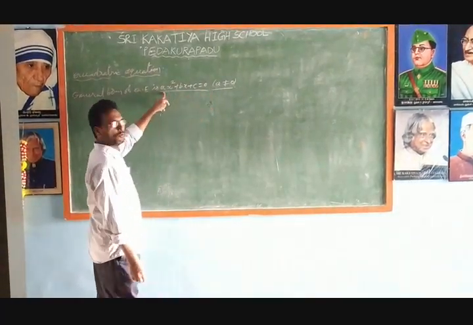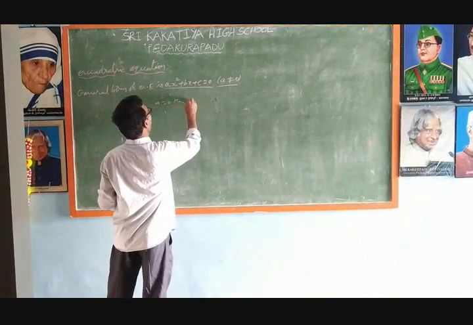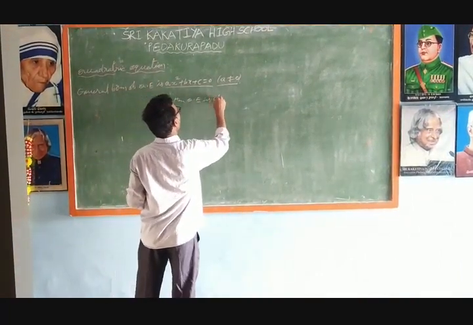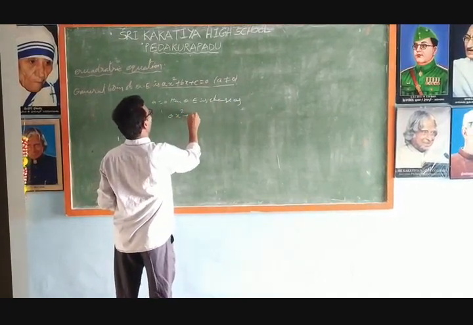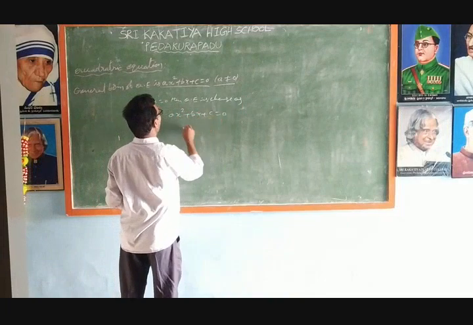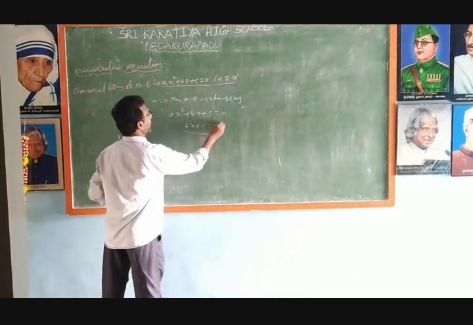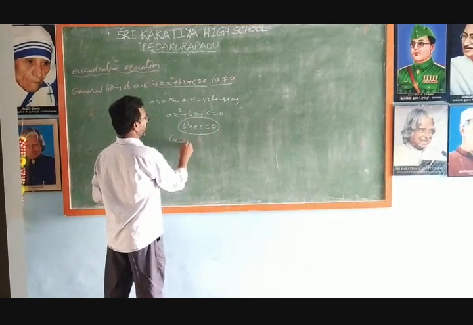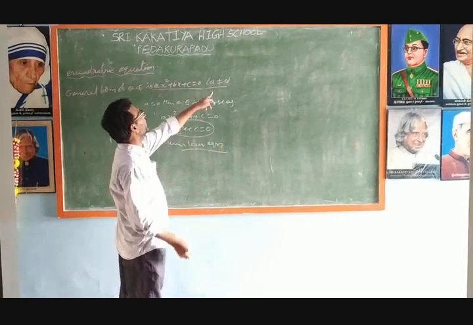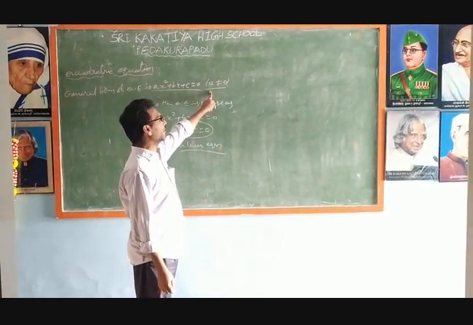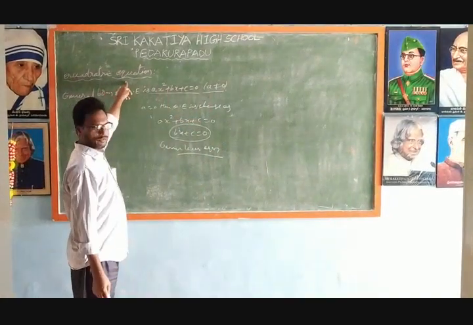If you put a equal to 0, then the quadratic equation changes to 0 into x square plus bx plus c is equal to 0. That is bx plus c equal to 0. This is the general form of a linear equation. That's why this condition is most important. A not equal to 0 is the important condition for a general quadratic equation.